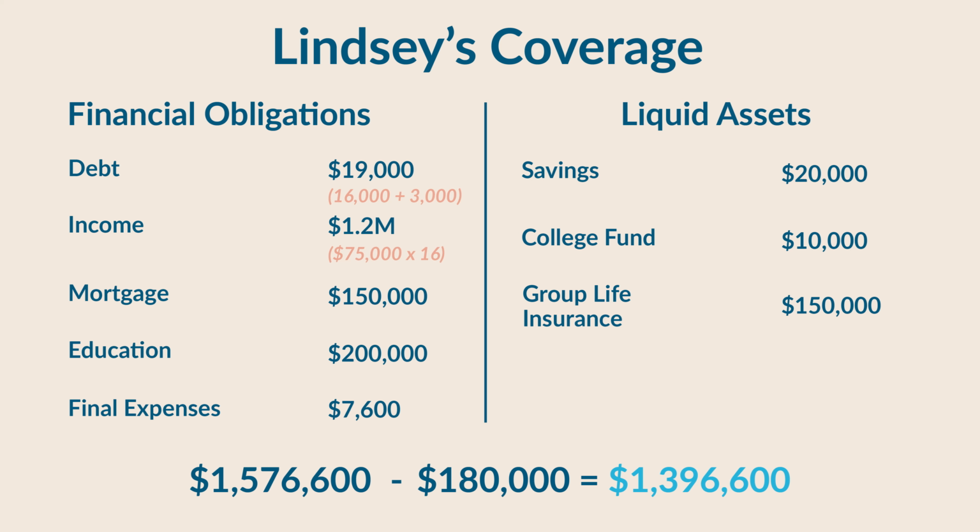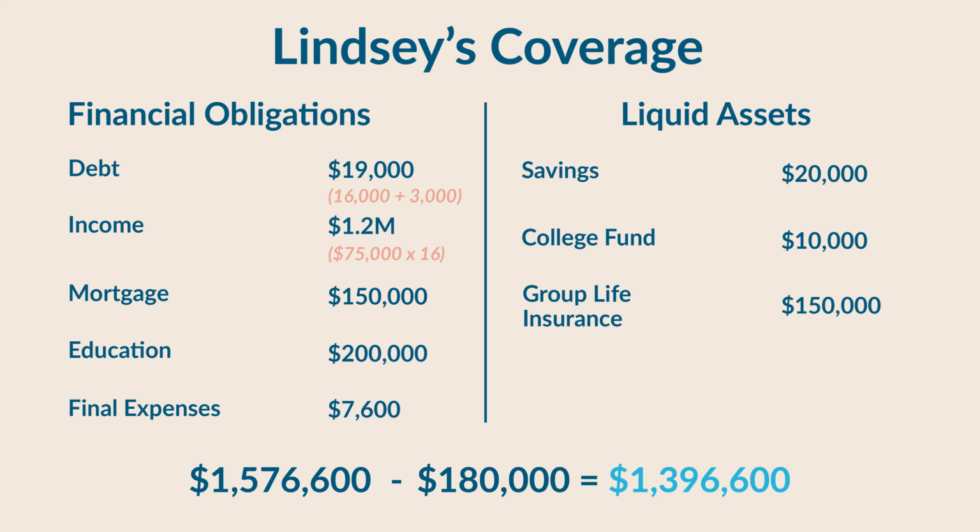This totals $1,576,600. From this, Lindsay would then subtract her liquid assets, $20,000 in savings, $10,000 in the kids' college funds, and $150,000 of group life insurance. This means that Lindsay should buy a $1.4 million term life policy. Now, here's how the calculation would work for Will.